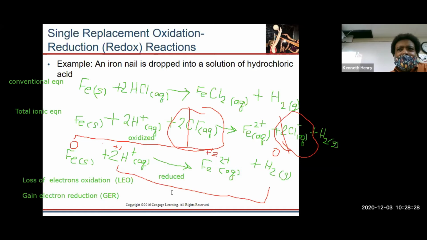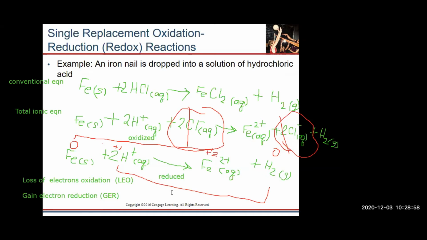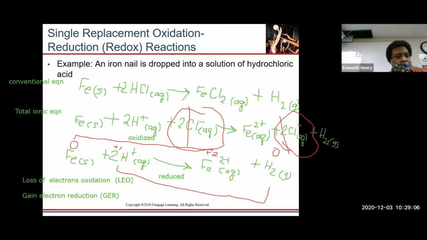Okay, so this kind of makes sense, right? Because everything is about give and take. So somebody's going to be giving, that means that somebody has to be taking, right? So iron is giving up electrons, so that means that hydrogen is going to be taking the electrons. You guys get that? Piece of cake? Not too hard. Okay, good. Can I erase? Ready to move forward?